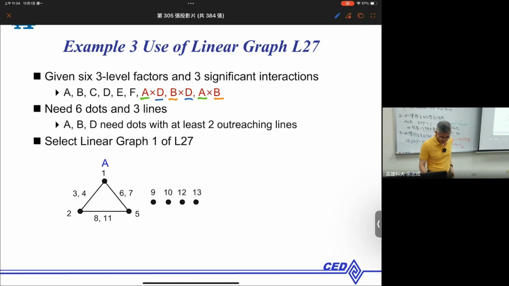So how to assign? We can assign A first. Once you assign A, D needs to be column 2 or column 5. If you put B here, then D has to be in column 5. So you put A, B, D, and make sure these 3 interactions can be estimated. Any questions? Okay, A, B, how about C? C can be put in the dot anywhere here. So you make sure that all these interactions are taken care of.